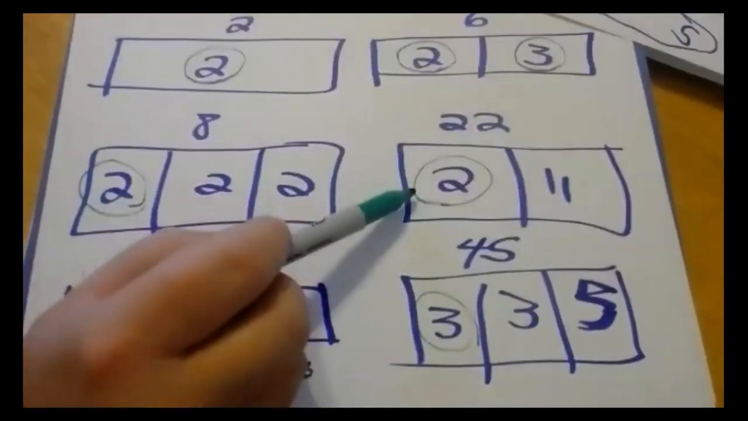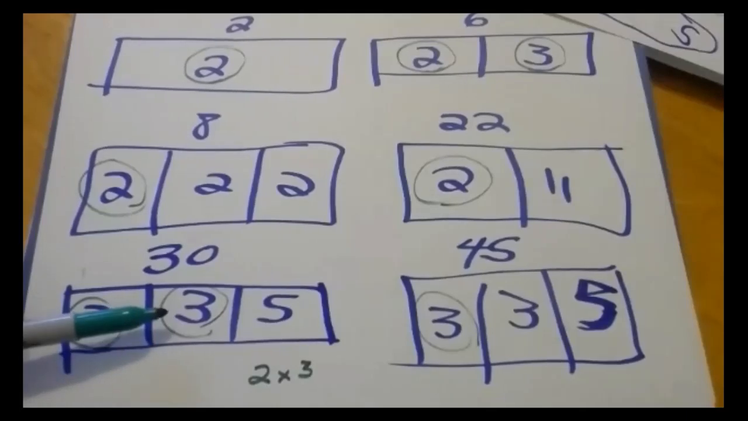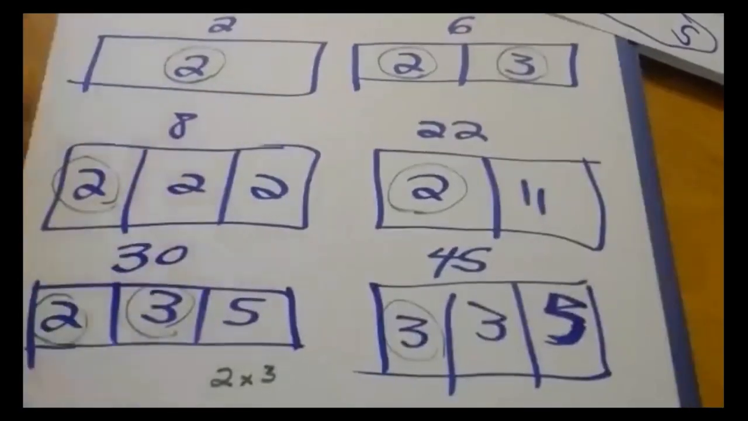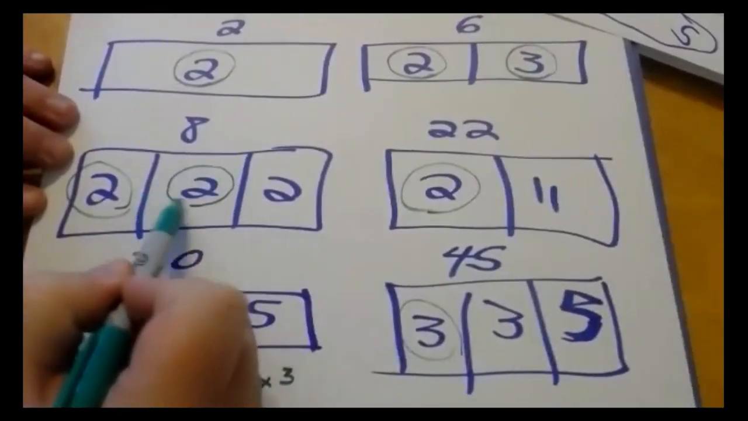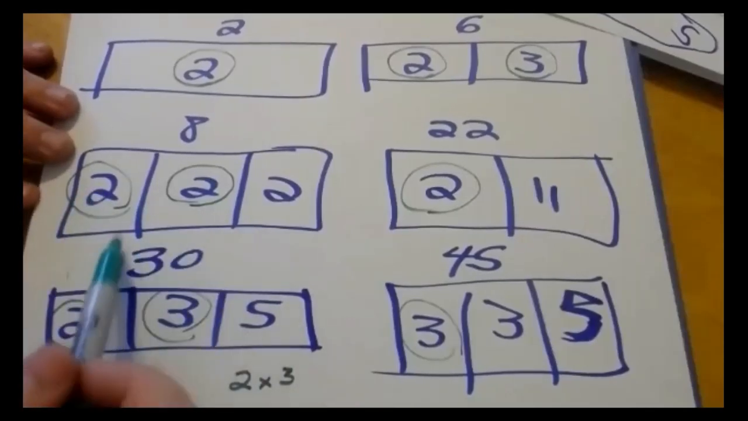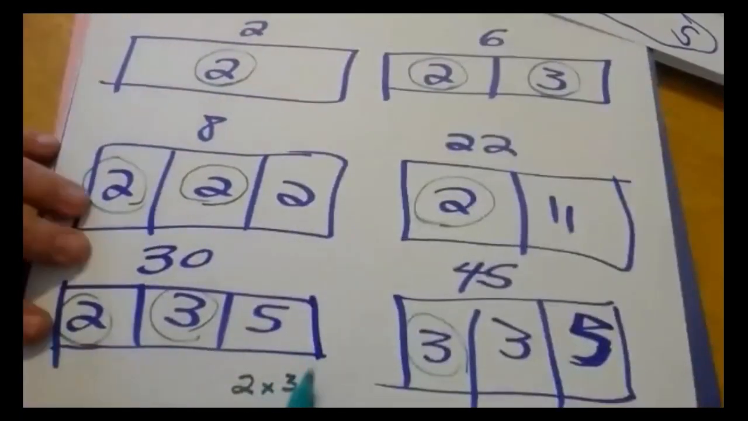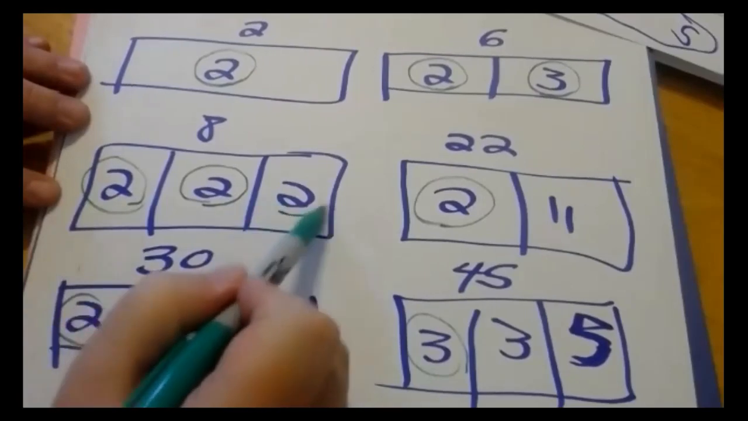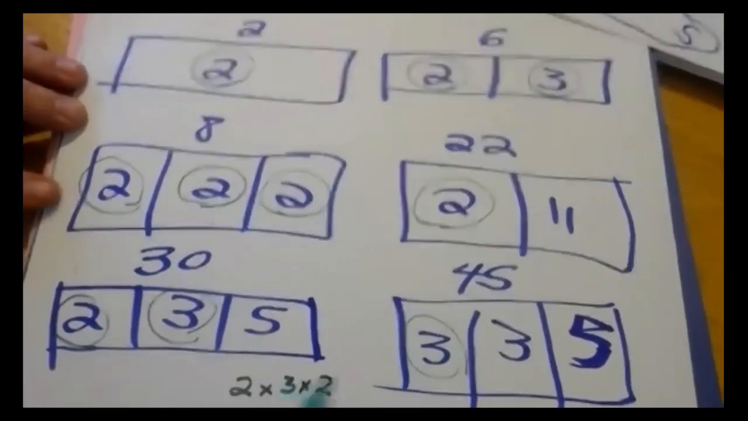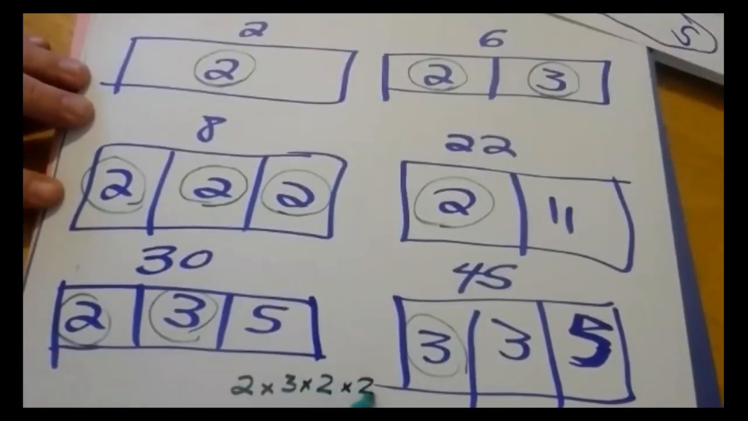There isn't one here. There isn't one here. There's one here, so I circled it. And there's one here, so I circled it. Next, I go to the next thing that's not circled, which is this 2. Do I see any other 2s I could circle anywhere? The answer is no. I go to this 2. Are there any other 2s I could circle anywhere? The answer again is no.